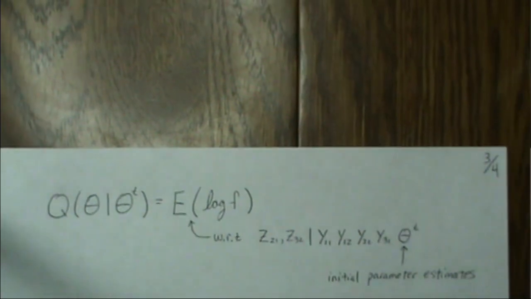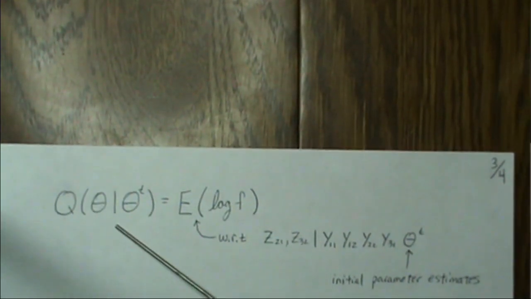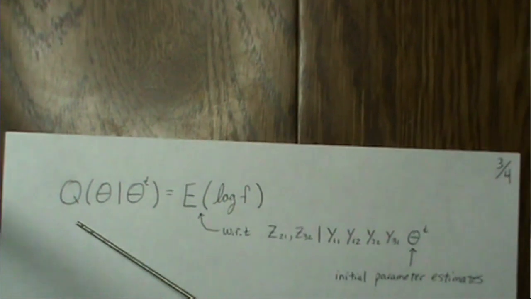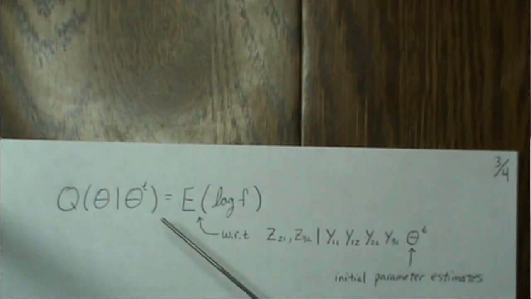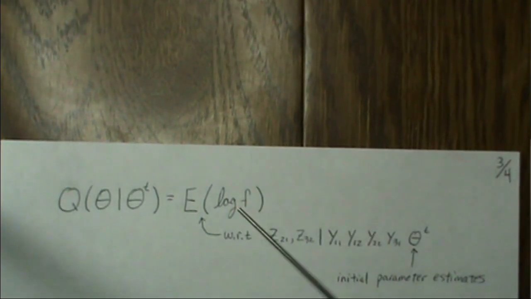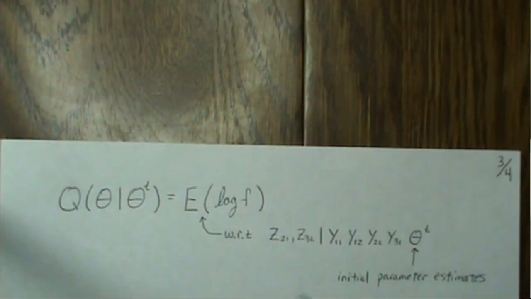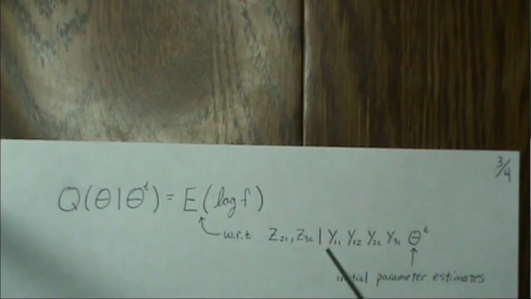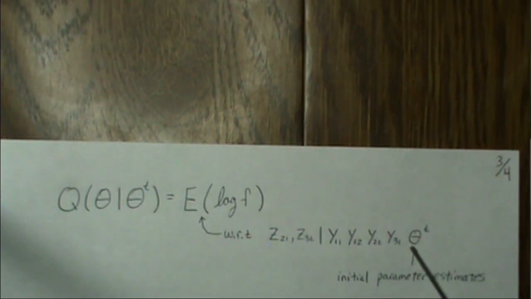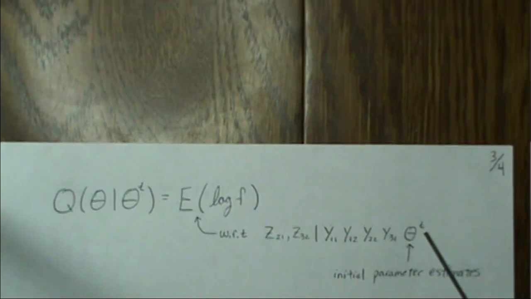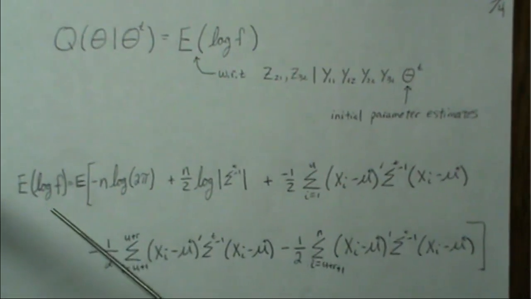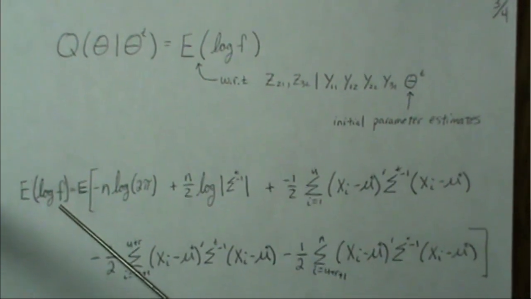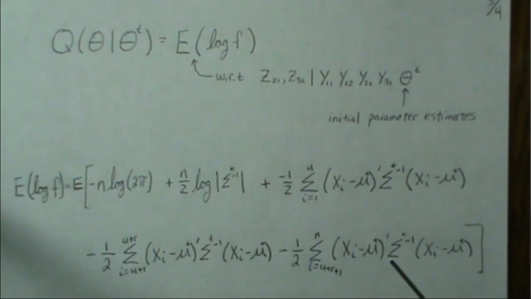Okay, so let's look at that. The standard notation is this, where we find a Q of theta given our initial estimate of theta, and it's the expected value of the log likelihood function, with respect to the missing given our observed, with our initial estimate of our parameter. So the expected value of the log likelihood is the expected value, and this is it.